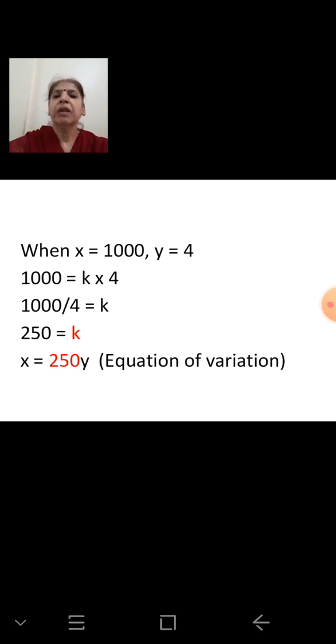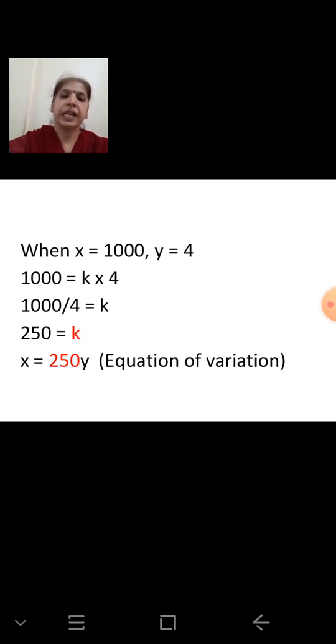And then 1000 divided by 4, we will get k. So you divide 1000 by 4. 4 ones are 4. Then directly you can divide. 4 twos are 8. Then whatever is remaining we write beside that number. So the answer is 250. k is 250. After getting k, write the equation of variation: x is equal to 250y.